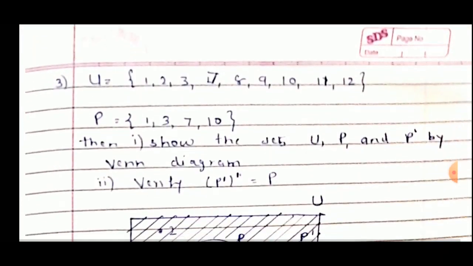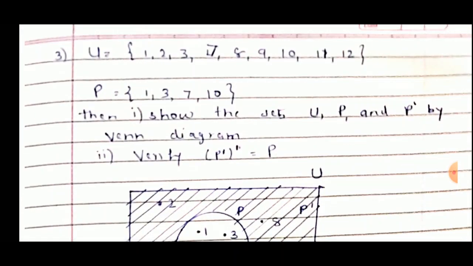Now next is the complement. This example is based on the complement of a set. Complement of a set definition we have already seen. Now universal set U is equal to 1, 2, 3, 7, 8, 9, 10, 11, 12. P has the elements 1, 3, 7 and 10.